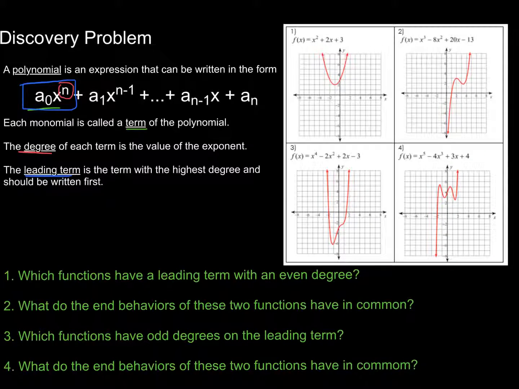Okay, so here are the 4 questions. Now you'll notice that one of the questions asks you about end behaviors. Think about what you think that means, and in the context of each of the graphs, what do you think that represents? And then go ahead and give it the common sense answer.